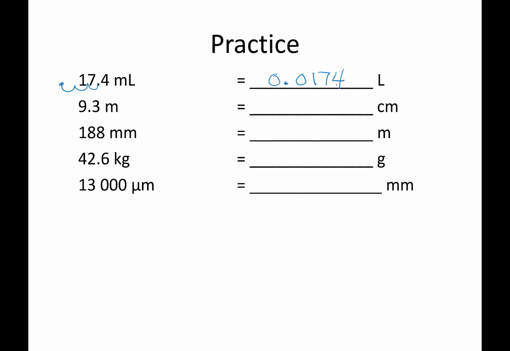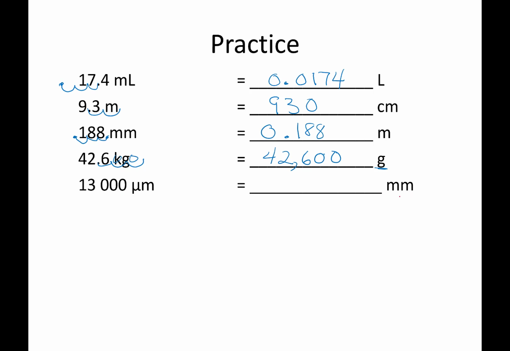0.0174 liters. Meters to centimeters, 2 to the right, 930 centimeters. Millimeters to meters. Here's my implied decimal. Millimeters to meters, 1, 2, 3 to the left. So 0.188 meters. Kilograms to grams. Kilograms to grams. I'm going to the base. So I'm going to go 1, 2, 3 to the right. 4, 2, 6, fill in my swoopies, 0, 0, and I put a little comma there.